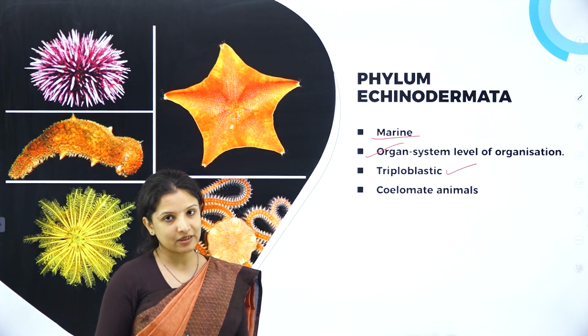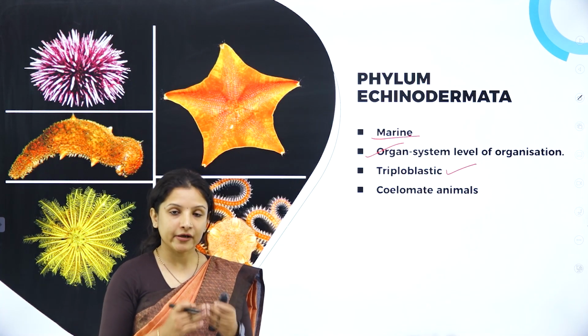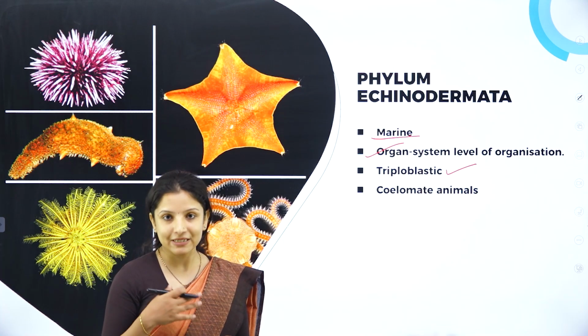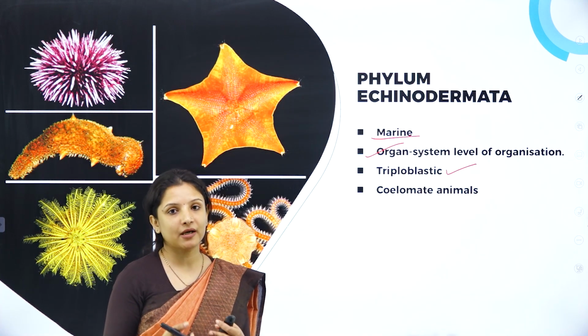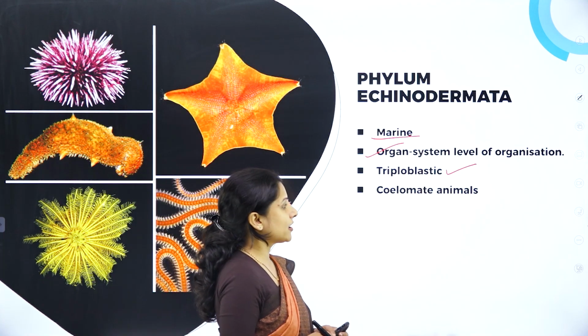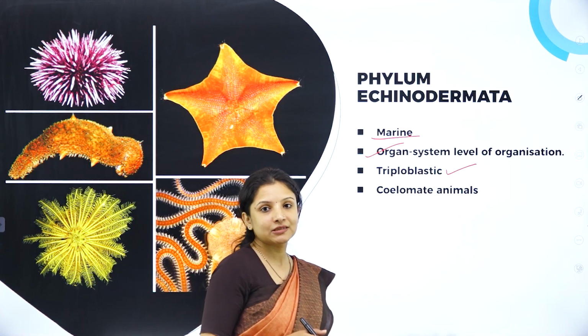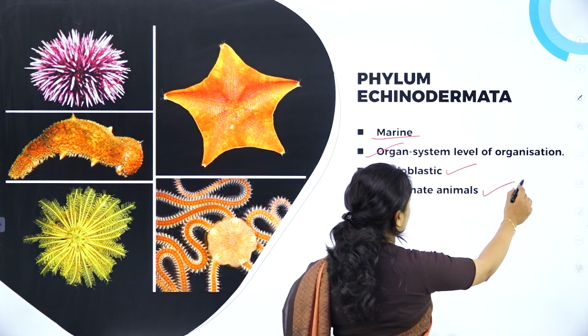Ecto means outside, derma means layer. Endo, inside, again derma means layer. Meso means middle, derma is layer. Next, talking about the body cavity, they are coelomate, meaning they have a body cavity.